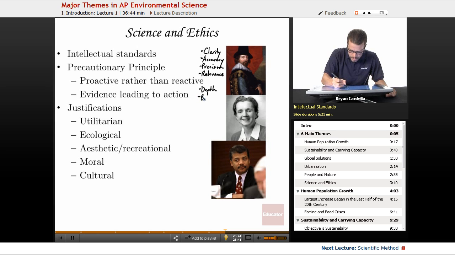Breadth. With the breadth of a statement, have you considered other points of view, other ways of looking at it? Is this a narrow point of view in terms of how we're addressing the problem or trying to come up with a solution to the problem? So breadth is important. Next, logic.